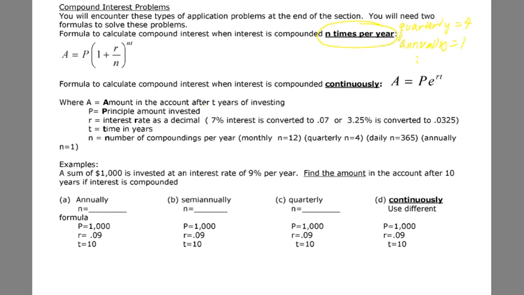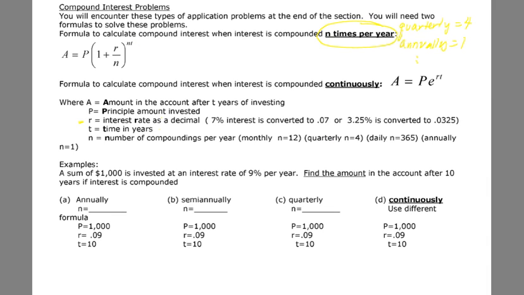A is the amount in the account after it's been left for t years. P is the principal amount that's been invested. R is the interest rate that must be given as a decimal. So if it's a 7% interest rate, you have to convert it to 0.07. Or 3.25% interest is converted to 0.0325. Got to convert that interest rate.